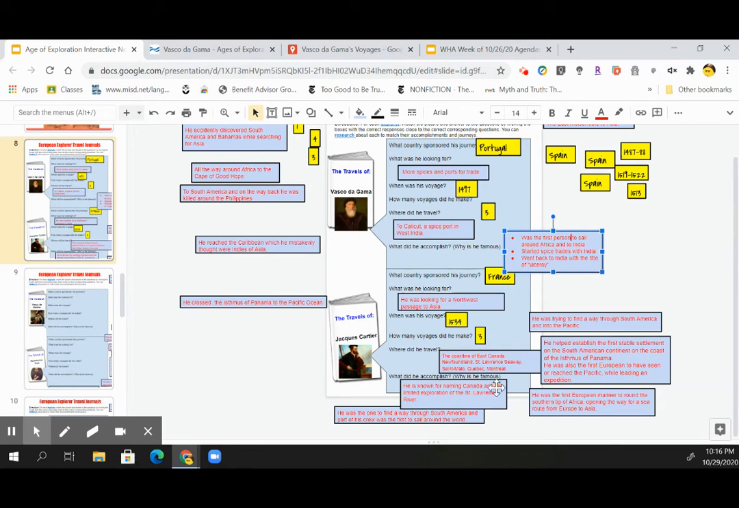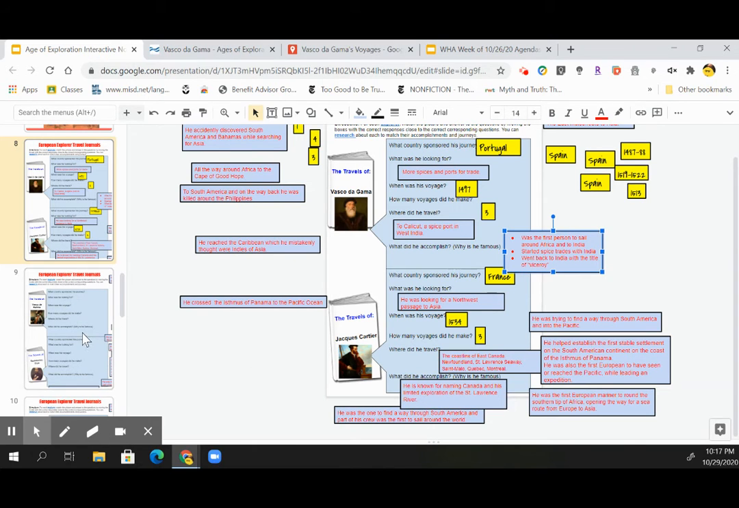And then I also did the one for Mr. Cartier in class on Thursday for some of you. And so there it is. What country sponsored his journey? From reading the description on him, France. He was looking for a northwest passage to India. We changed that in class from a passage to India.